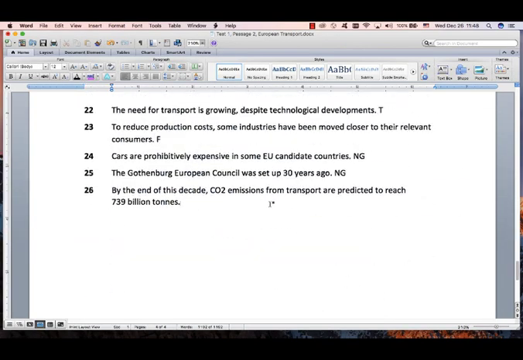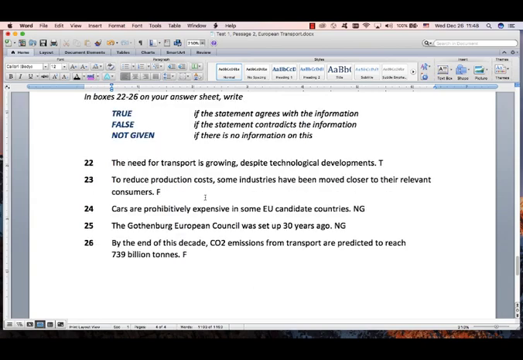Great. So these weren't too bad, especially because we did the matching headings first. We knew where everything was. It's a good advantage of doing matching headings first. Okay, and on to reading 3.